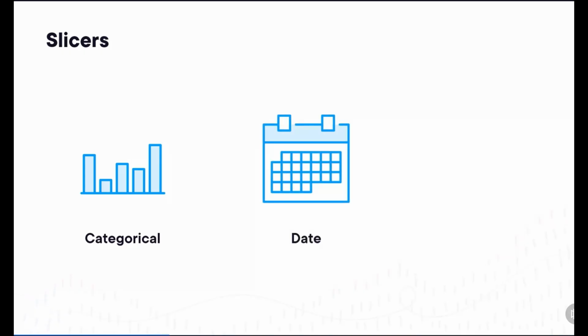Date slicers. They enable users to filter data by date ranges, making it easy to analyze trends over time. Numeric slicers. They are useful for filtering data within a specific numeric range, such as sales figures or ratings.